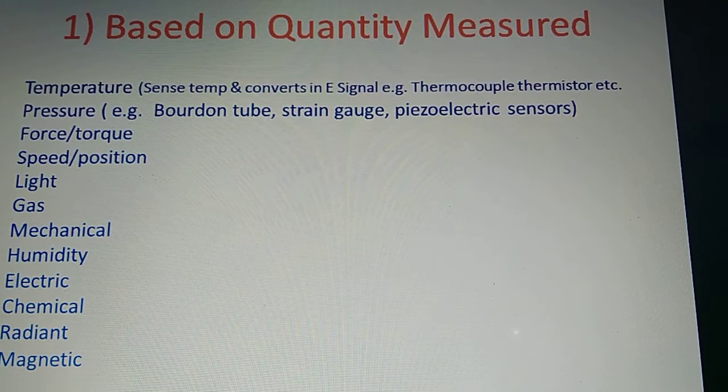Next kind of sensors, which are classified based on the measurement of a physical quantity, is force or torque. Next, some of them are based on the speed and position, light, gas, mechanical, humidity, electricity or electric signals, chemical, radiant and magnetic. So these are various physical quantities you can measure, or you can design a sensor for the measurement of. And of course we are going to study all these in detail with some examples. So there are names for the sensors for the measurement of mechanical energy or humidity or electrical or magnetic.